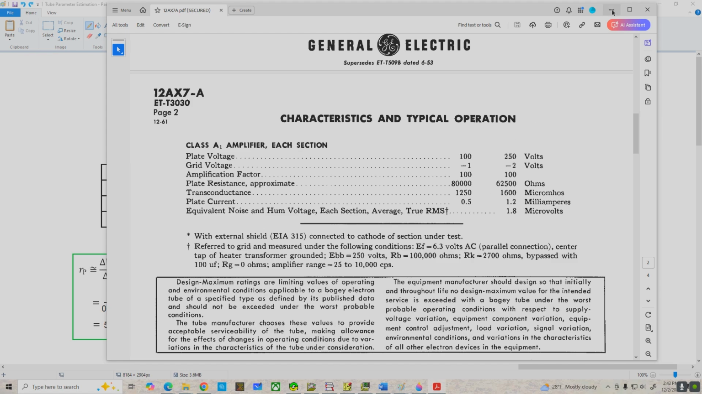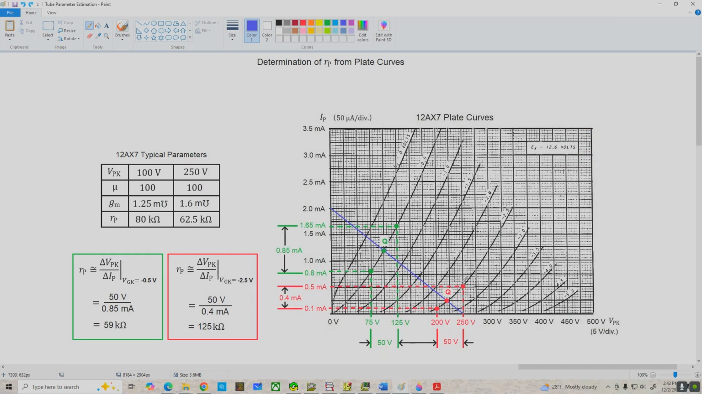And because of that, I think a lot of times you just look at your curves and do these calculations. They're not that bad, and you can get pretty good estimates. But in any case, the trend we notice here is that at lower plate currents, we tend to get a higher little RP value.